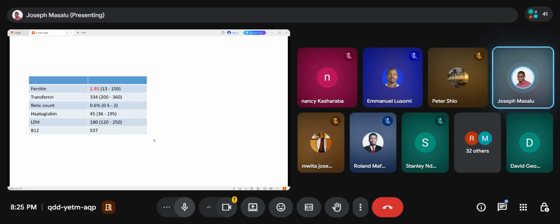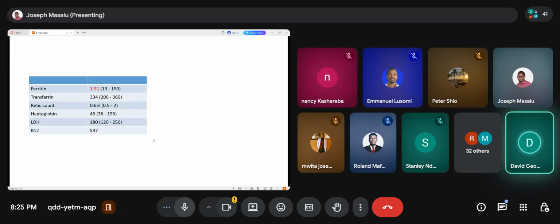We ordered an iron panel. When the lab came back, there was no serum iron. They just brought this. Okay, so what's the transferrin that we see there? Of course, ferritin being low is also pointing us in the direction of iron deficiency.